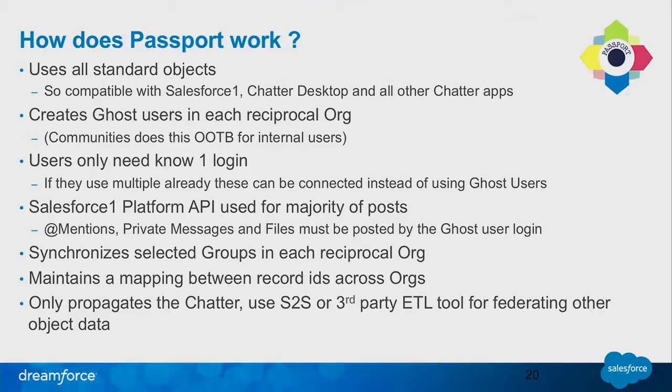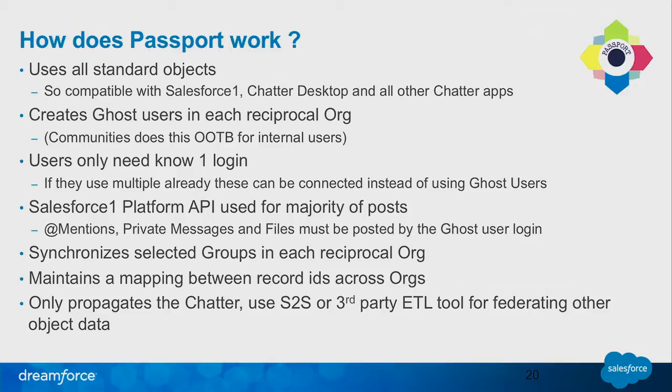So how does it work? Passport uses all standard objects, in all the versions of Passport I spoke about. So it's compatible with Salesforce One, it's compatible with Chatter Desktop, and any other Chatter applications that you use. Within each org, we create what we call a ghost user. As standard, this uses a Chatter free license. And on the Passport Hub product, for example, don't worry about running out of licenses, because that comes with as many Passport free users as you need to have all those ghost users. Communities actually, interestingly, uses those ghost users out of the box. So all your internal users have these ghost users already within the communities. Very pleased that Salesforce copied our design for that.